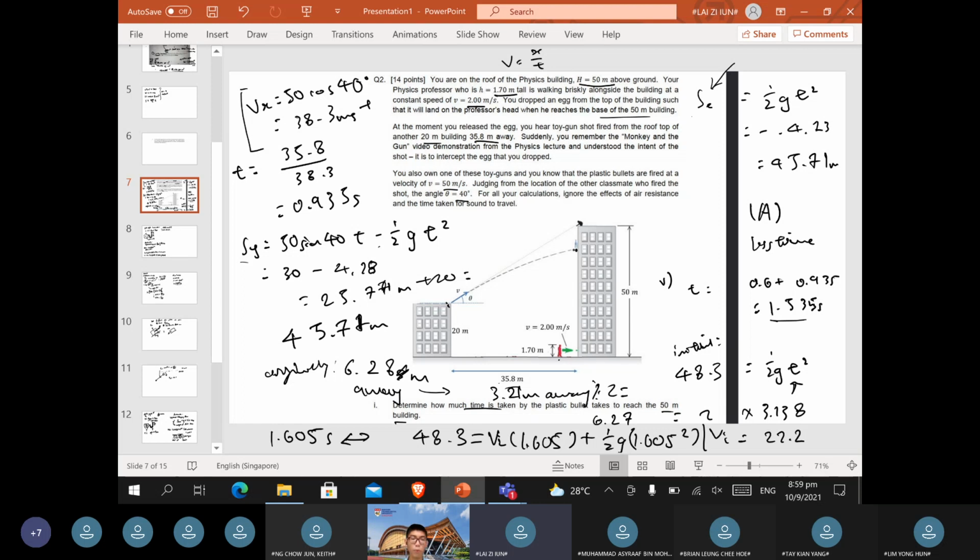Okay, so part 5 might be the one that's a bit tricky. Let me pull up the question. So they tell you that you have another egg at hand, and you throw it vertically downwards with initial velocity v_i, 0.6 seconds after the first egg was hit by the plastic bullet. And then the second egg hits the professor's head.